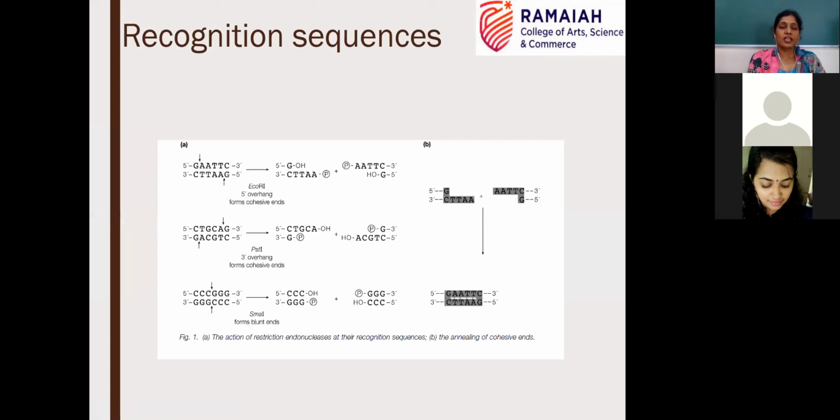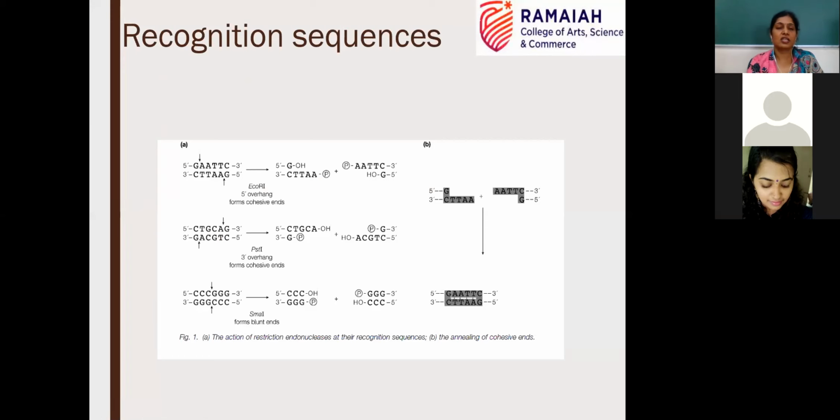Let's discuss recognition sequences, and hereafter whatever we are discussing is all about type 2 restriction endonucleases. We have taken the examples of type 2 restriction enzymes. You know what a recognition sequence is: within the target DNA, the sequence that is recognized by the restriction endonuclease is called the recognition sequence.